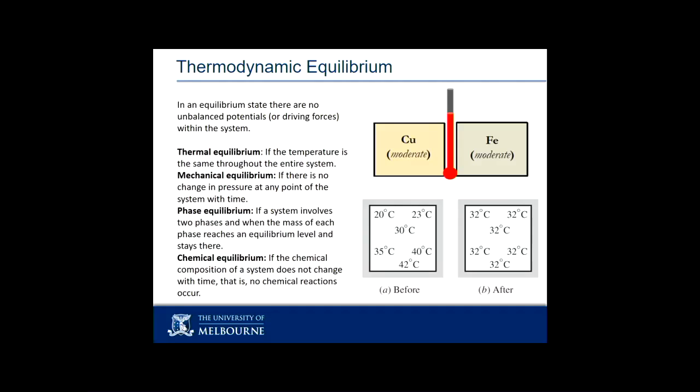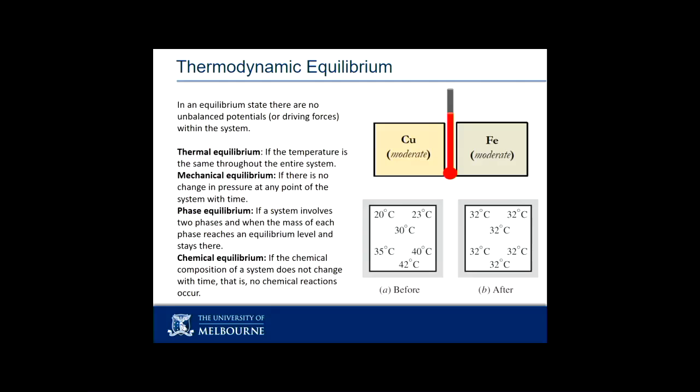Phase equilibrium is important to us because we deal with gases and liquids and sometimes solids. It means that if there's no change in the mass of the different phases with time, then it is at phase equilibrium. So I've got a lump of ice in a glass of water, and that ice is melting. That system is not at phase equilibrium. If that system were at 0 degrees, it would find a phase equilibrium where I always have some ice and some water, and it wouldn't change that quantity over time.